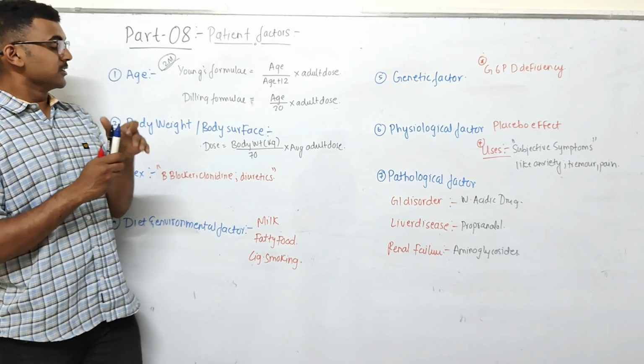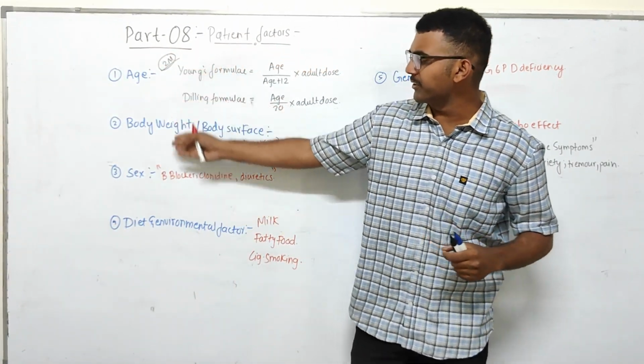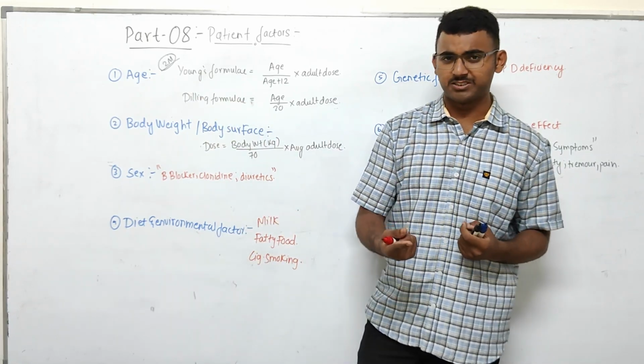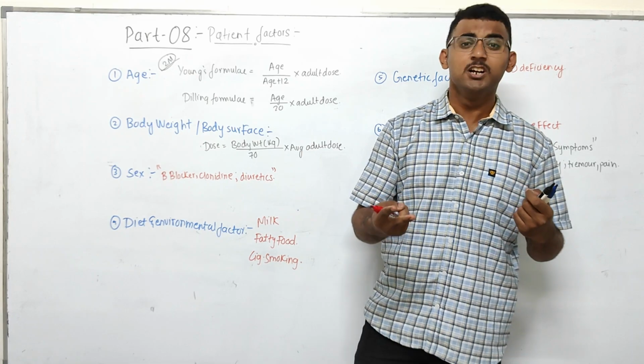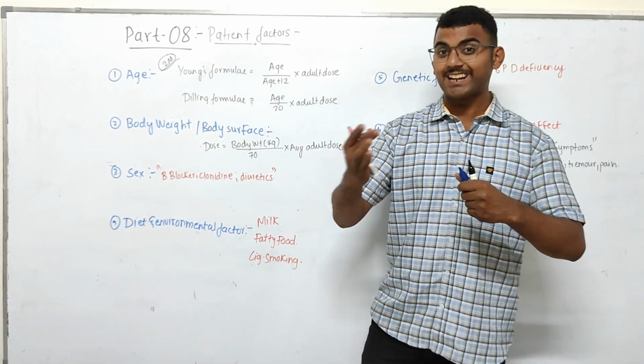Now the first one is age. We have already discussed the majority of these factors, like the factors affecting metabolism, factors affecting rate of elimination, and factors affecting absorption. So it is pretty much similar. Let's try to correlate and understand.